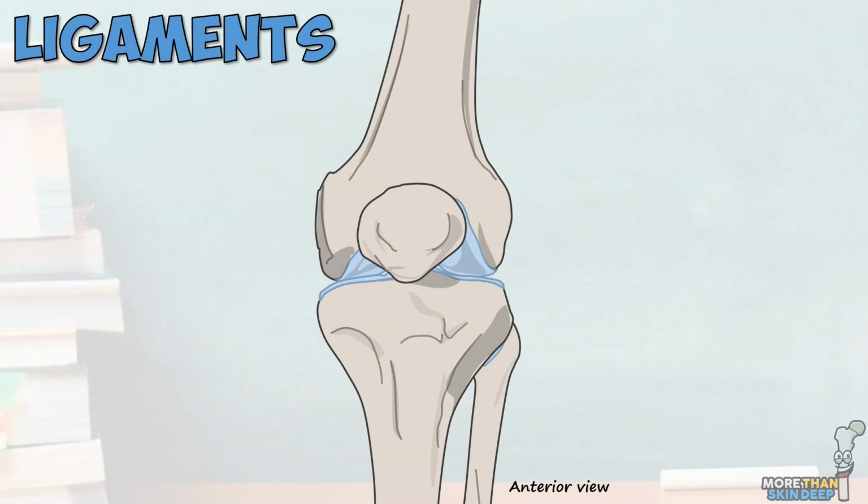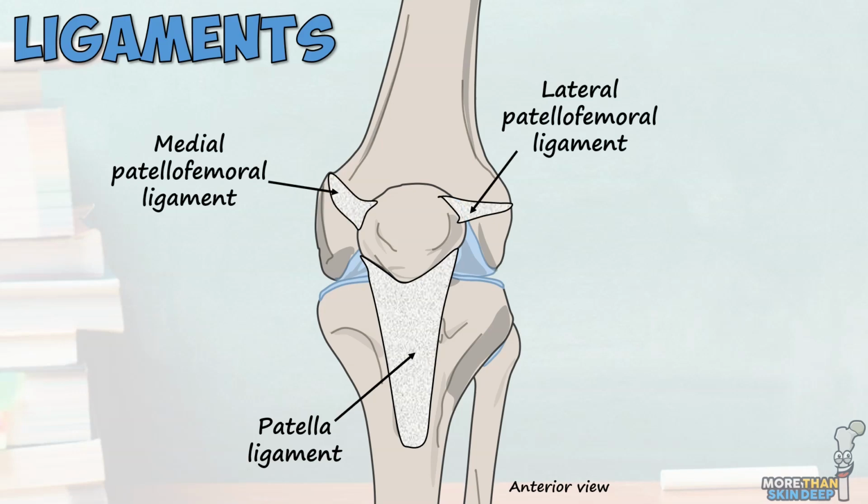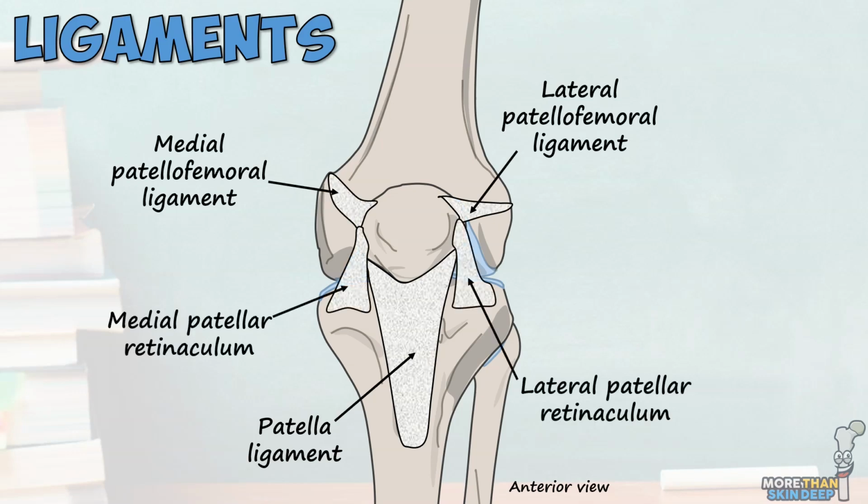The first is the massive patellar ligament, which is really a continuation of the quadriceps tendon. This originates from the patella and passes inferiorly to insert into the anterior tibia at the tibial tuberosity. Also connecting to the patella are the medial and lateral patellofemoral ligaments and the medial and lateral patella retinacula. These help hold the patella in place.